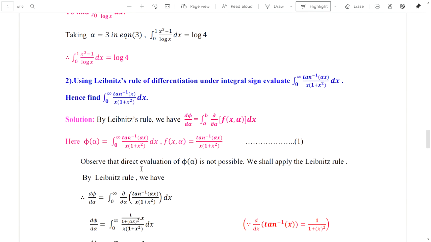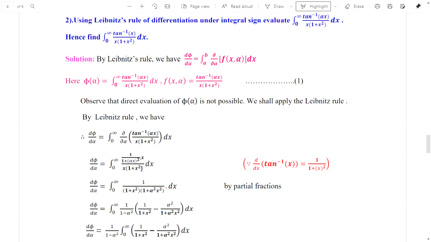Now, let us see the next problem. Using Leibniz rule of differentiation under integral sign, evaluate integral of 0 to infinity tan inverse of alpha x by x into 1 plus x squared into dx, and hence find integral of 0 to infinity tan inverse of x by x into 1 plus x squared into dx.